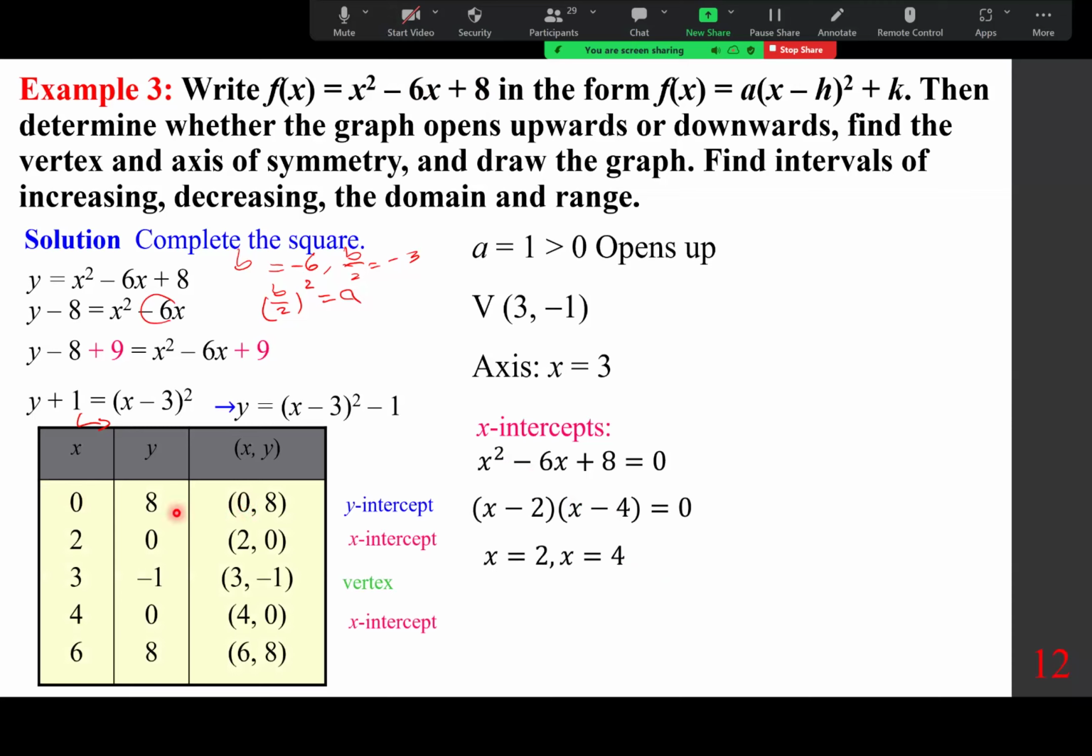So if you look at this table, this is our y-intercept. 2, 0 is our x-intercept. 4, 0 is our x-intercept. And here's the vertex, 3, negative 1. Okay, it's pretty straightforward, everybody.